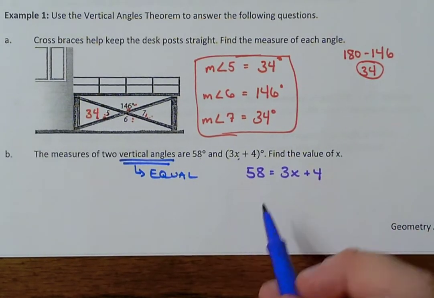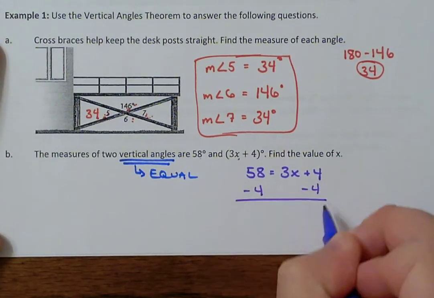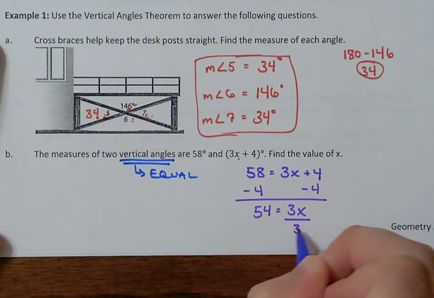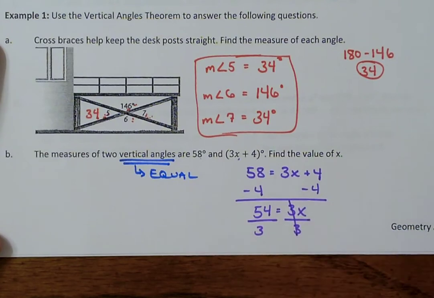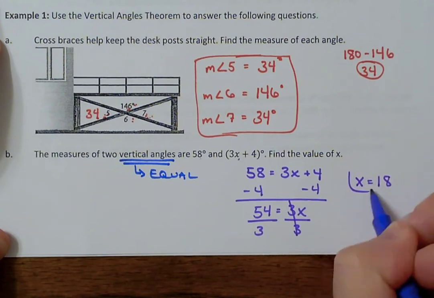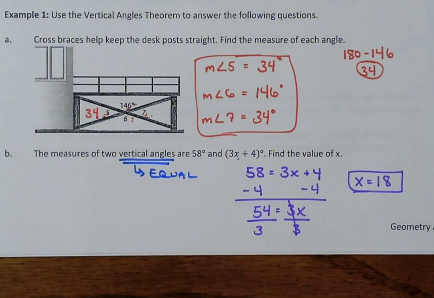You're going to use your algebra skills to solve for x. So we subtract 4, we get 54 equals 3x. Then divide by 3, and we end up with x equaling 18. The reason x equals 18 is because we do 54 divided by 3. So example 1 guided us through using vertical angles to find the measure of angles or the value of a variable.